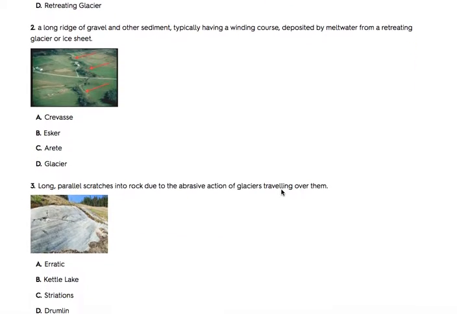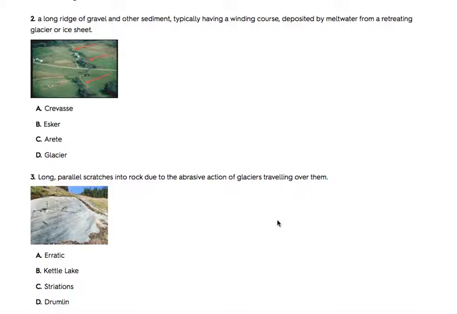Number two, a long ridge of gravel and other sediment, typically having a winding course deposited by meltwater from a retreating glacier or ice sheet. Is that A, crevasse, B, esker, C, erratic, D, glacier?